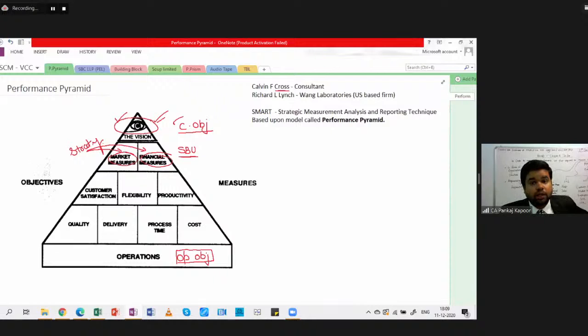Agreed? Now moving a step further. How will you attain the market-related strategy, how will you improve your market presence, how will you increase your market share? Obviously, the key is customer satisfaction. What is customer satisfaction? Meeting the need of the customer. How will you meet the need of the customer? By giving them a quality product, which is free from defect. How will you meet the need of the customer? By delivering the goods as and when they require, in the manner they require.